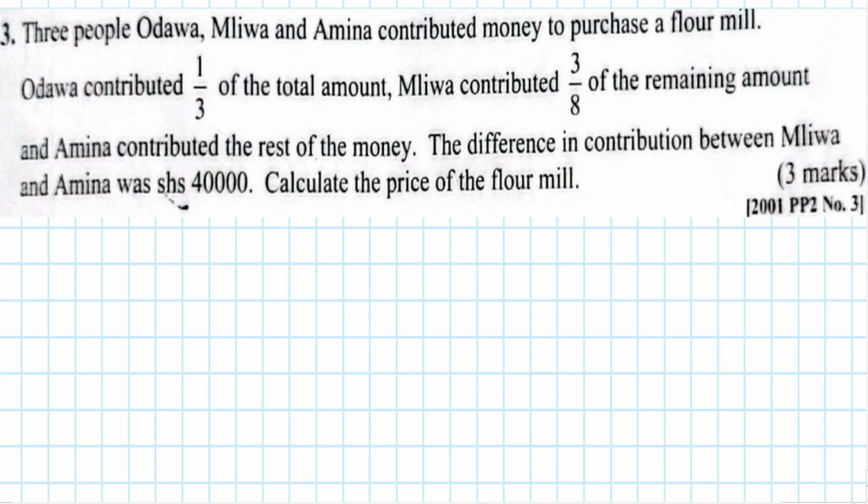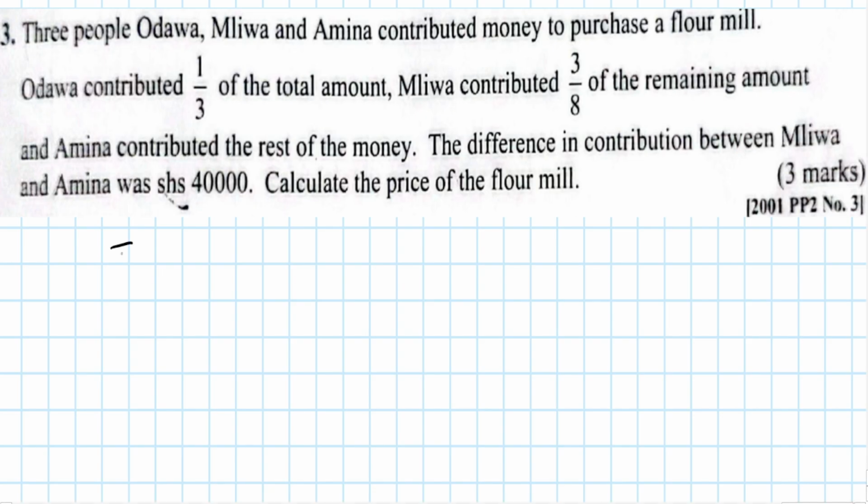Now, 3 people, Odawa, Mliwa, and Amina, contributed money to purchase a flour mill. Odawa contributed a third of the total amount. Mliwa contributed 3/8 of the remaining amount. And Amina contributed the rest of the money. The difference in contribution between Mliwa and Amina was 40,000 shillings. Calculate the price of the flour mill.